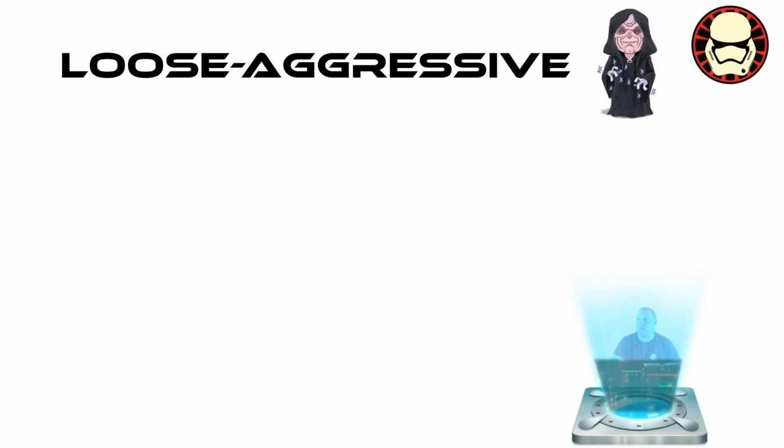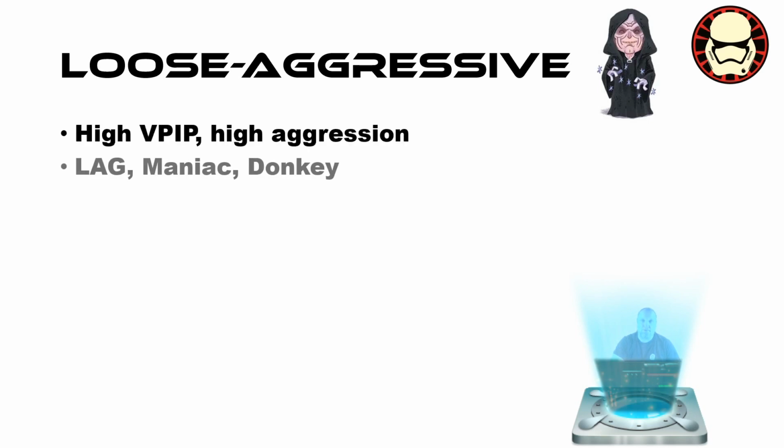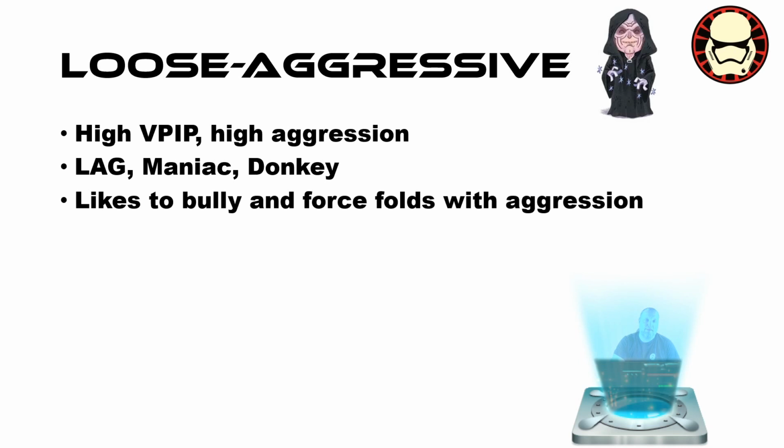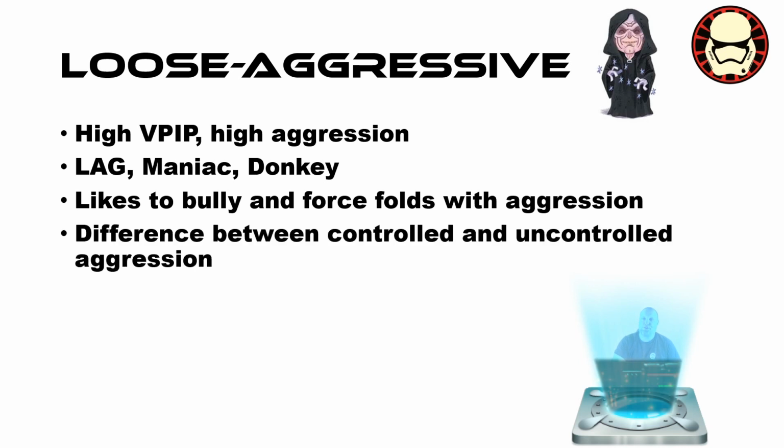And the last one is loose aggressive, high VPIP, and high aggression. Often referred to as LAG, loose aggressive, maniac, donkey, bowling ball. These guys have a lot of names. They like to bully on the table and just force people to fold with constant aggression, triple barrels, raising a lot. And there's a huge difference between controlled and uncontrolled aggression.